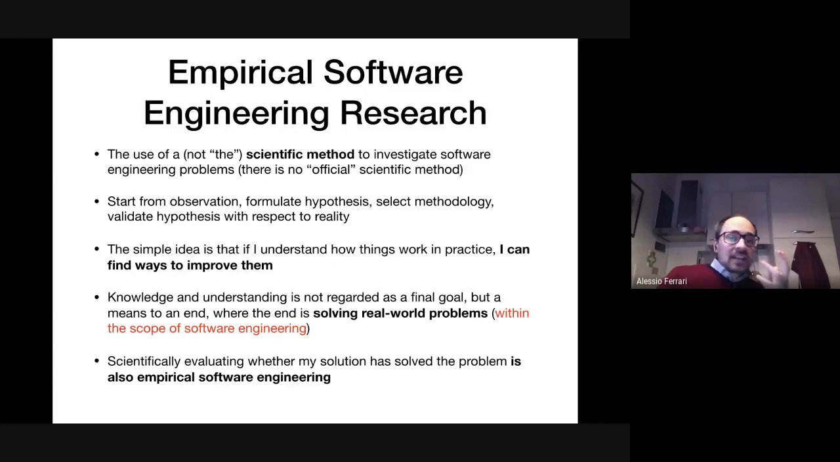The idea is that in software engineering, if I can understand how things work in practice, I can always find a way to improve them. But if I just have a vague idea of what the problem is and I try to find the tools for solving it, this is not the right direction. So knowledge and understanding is a particular thing that I want you to pay attention to.